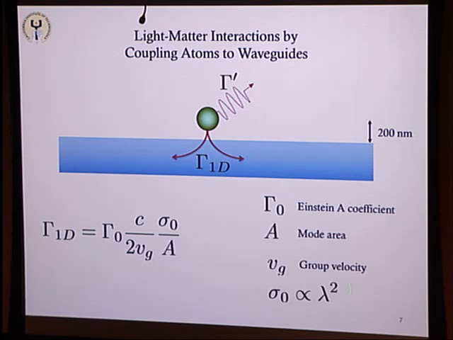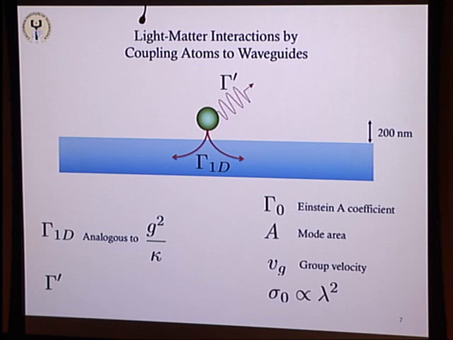And of course, the cross section's just the same as I mentioned before. And so what you can think about in this is known as waveguide QED, for example. You can think of gamma 1D as kind of analogous to g squared over kappa, which is kind of like the coupling of the atom to the structure itself. And then this gamma prime is just the same as it was before, which is the information or the scattering that's lost out into free space.